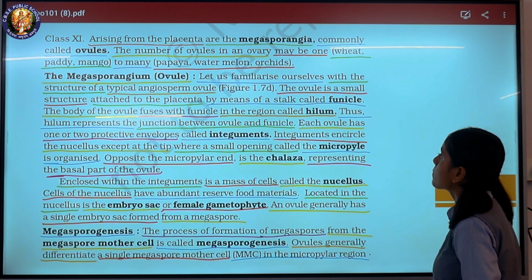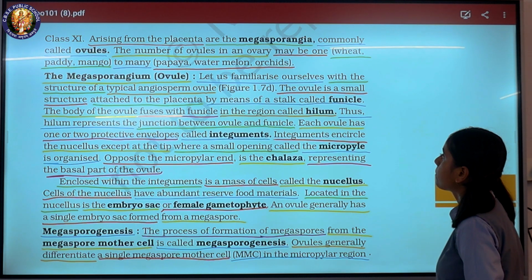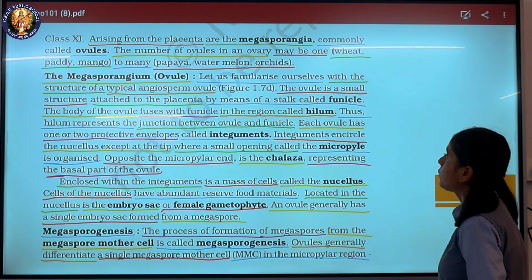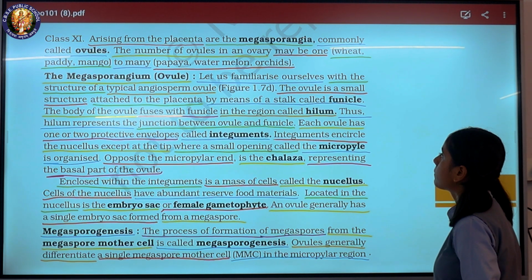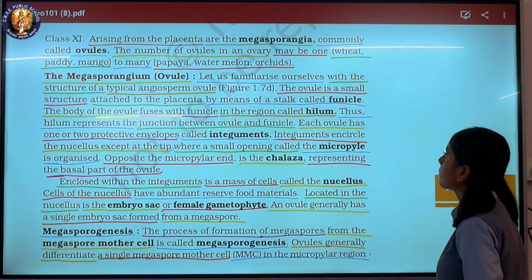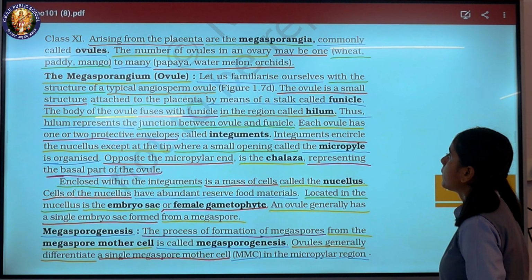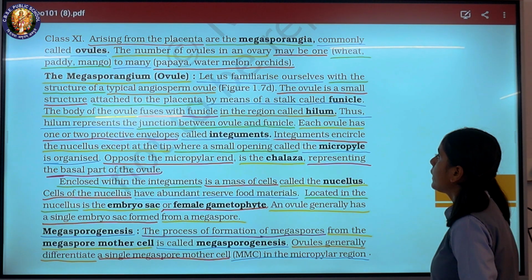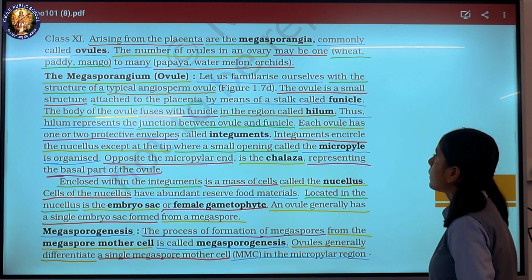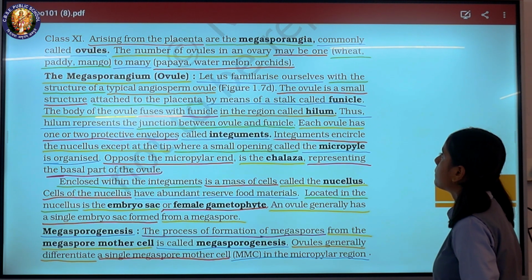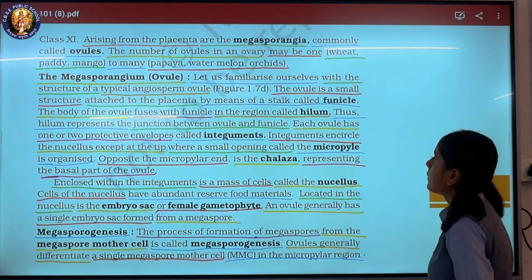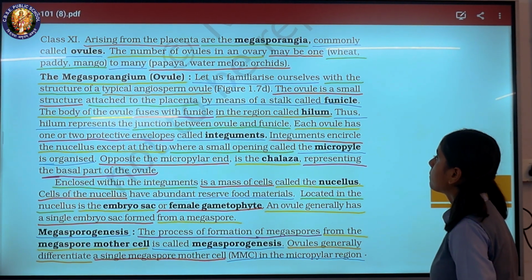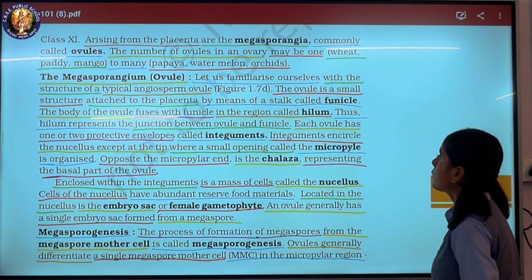The ovule is a small structure attached to the placenta by means of a stalk called funicle. The body of the ovule fuses with funicle in the region called hilum. Thus, hilum represents the junction between ovule and funicle.